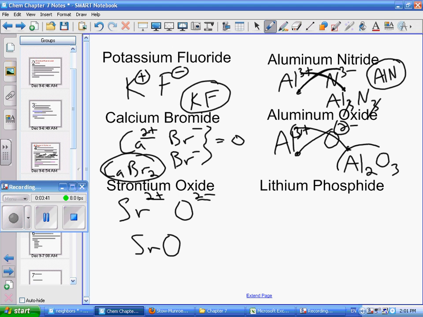And there's my final answer. Now, the other way works too. I have to double up on my aluminums to get a +6 charge, and I have to triple up on my oxides to get a -6 charge. It still works out the same.